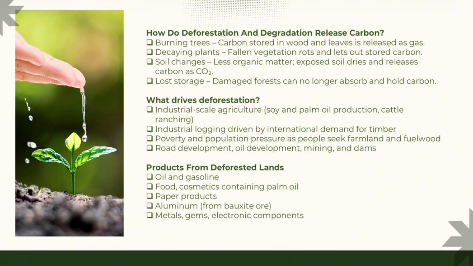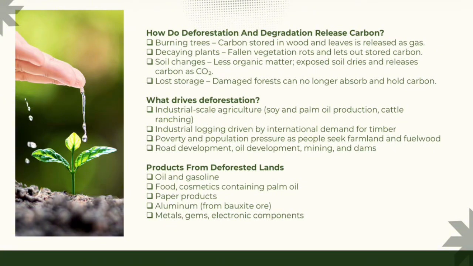But this is one of the crucial things that is happening to our world: how deforestation and degradation release carbon. We have to understand this because when forests are cut down or damaged, stored carbon goes back into the air in these simple ways. First, burning trees releases carbon kept in wood and leaves as gas. Another one is when plants rot and break down, so the carbon inside them escapes.